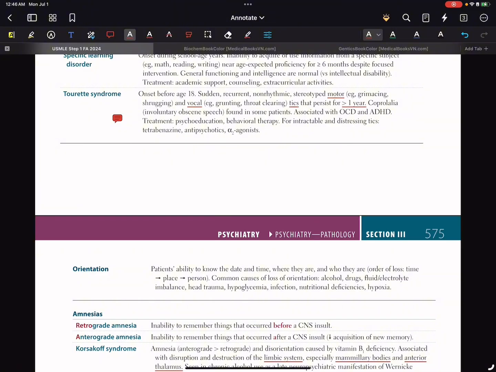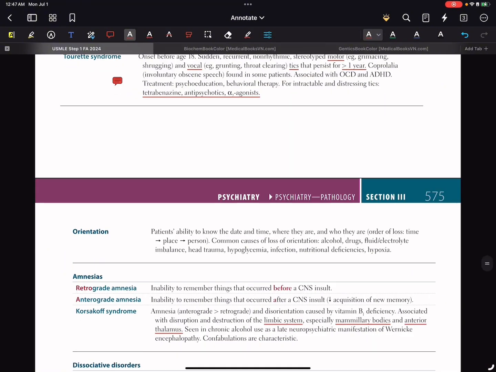Coprolalia, involuntary obscene speech, is found in some patients, associated with OCD and ADHD. Treatment is psychoeducation, behavioral therapy for intractable and distressing tics, tetrabenazine, antipsychotics, alpha-2 agonists. Okay, they will tell you, for example, a patient that is constantly disrupting school and making weird noises, clearing his throat, and shrugging his shoulders, and that's why he has Tourette syndrome.